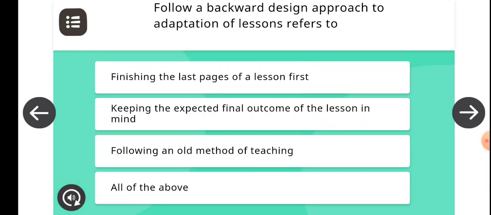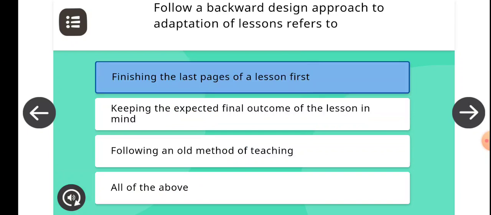Following a backward design approach, adaptation of a lesson refers to what? Let's find out. Finishing the last page of the lesson first? No, it doesn't. Backward design approach doesn't mean finishing the last pages first.